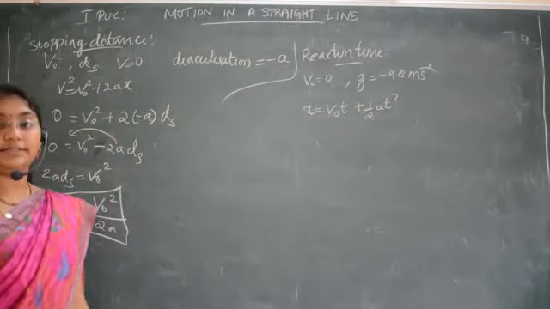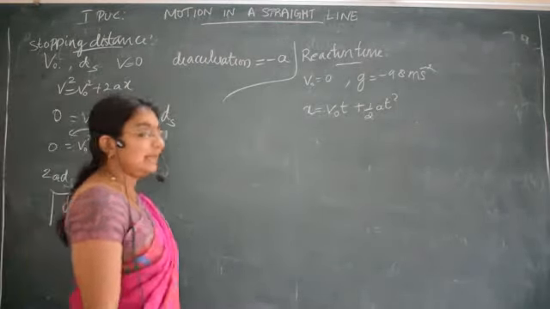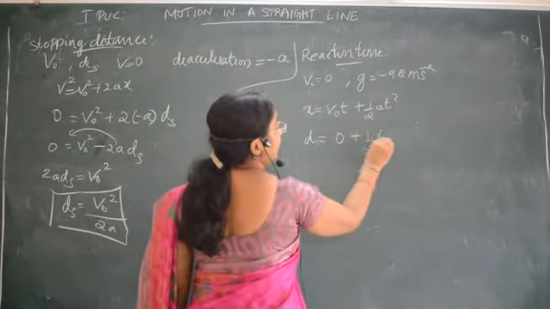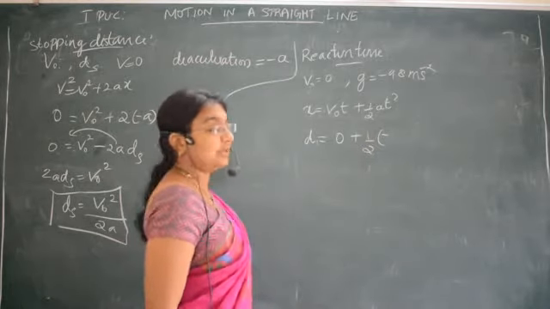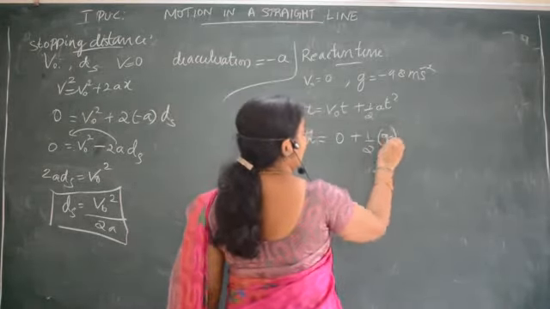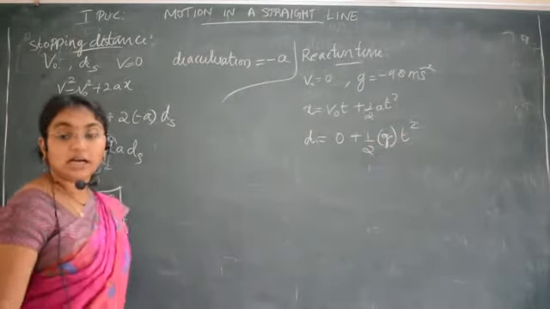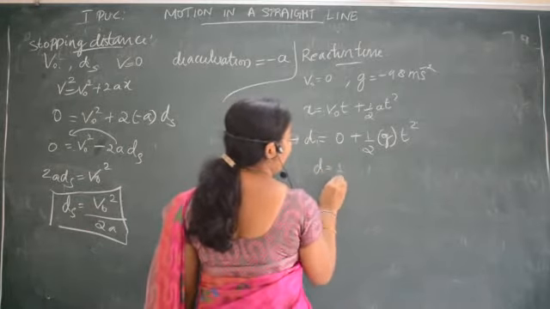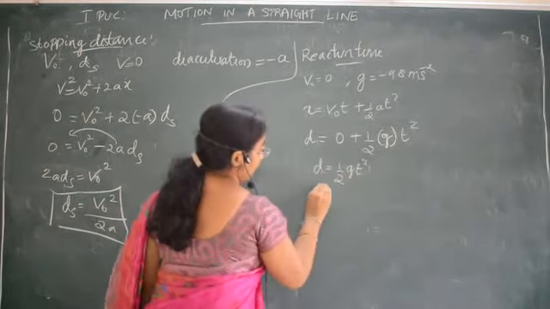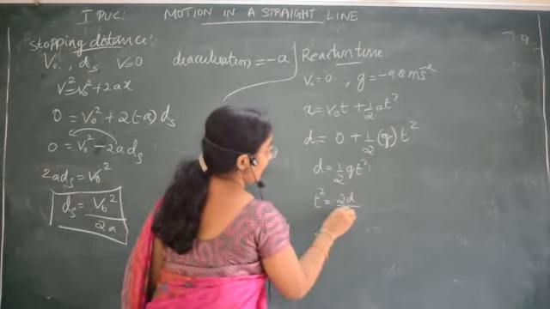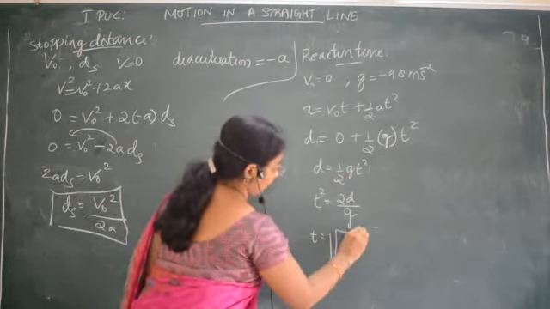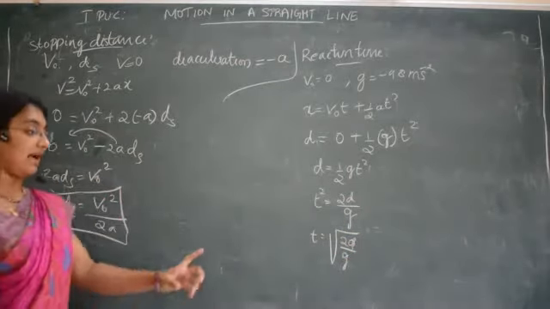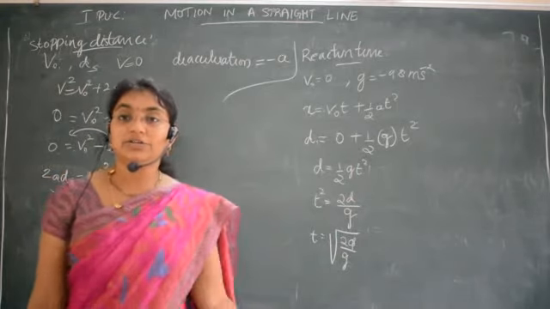Initial velocity is 0. What about the displacement? Let it be d. d is equal to 0 plus half into minus, that we will substitute later. We will just substitute g, t square. Correct? Half g t square. So what I will get is d is equal to half g t square, or t square is equal to 2d by g. t is equal to square root of 2d by g. Now if you substitute the distance travelled by the body as d, you will get the time interval.